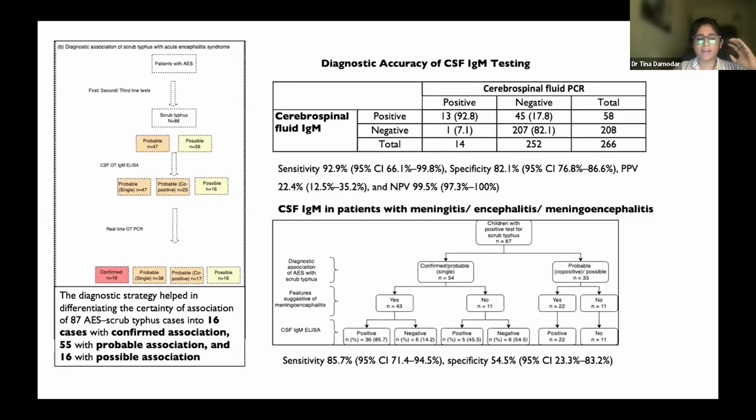So this gives a hierarchy to the clinician, that this probably is a confirmed scrub typhus, so let's focus on this while focusing on others as well. The other thing that we did was to check the diagnostic accuracy of CSF IgM compared to PCR. It gave quite a decent accuracy, with a sensitivity of 93% and specificity of 82%. Additionally, for CSF IgM in patients with a proper brain infection, that is meningitis, encephalitis, or meningoencephalitis, sensitivity was good, specificity not that good. However, we had a very small sample size.